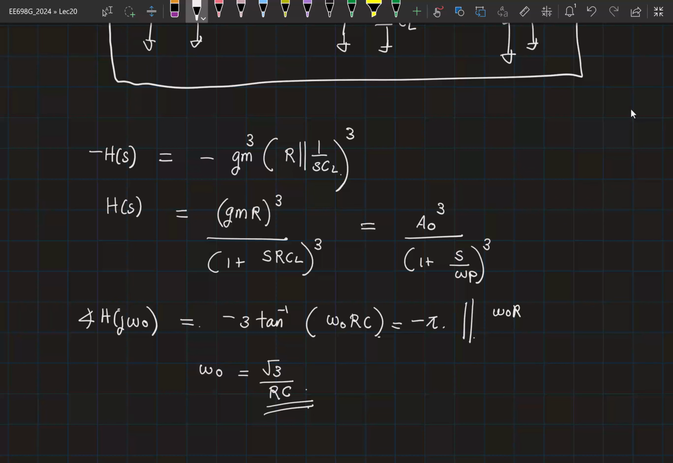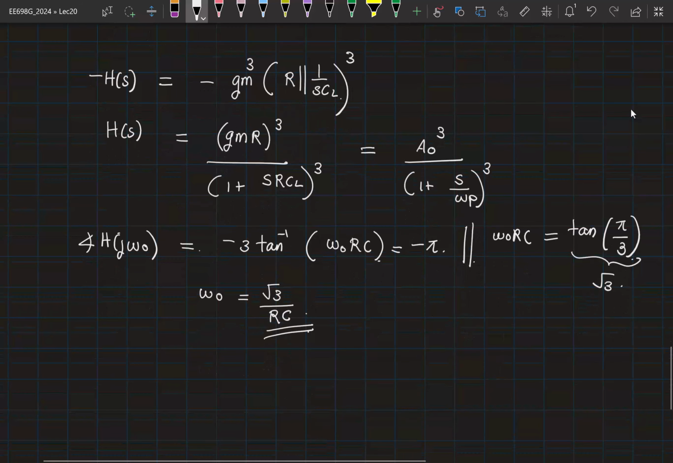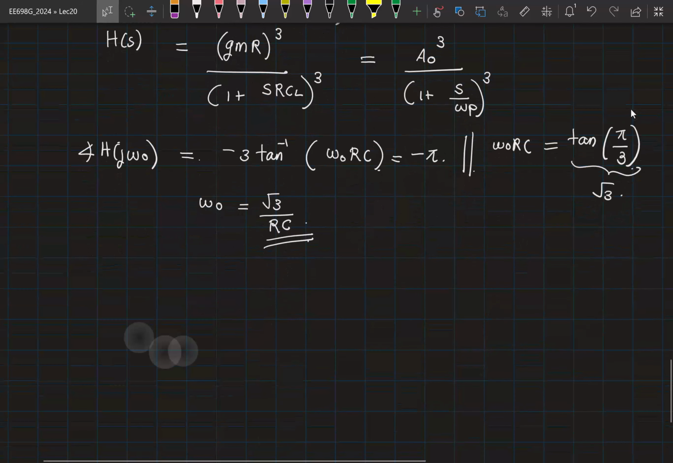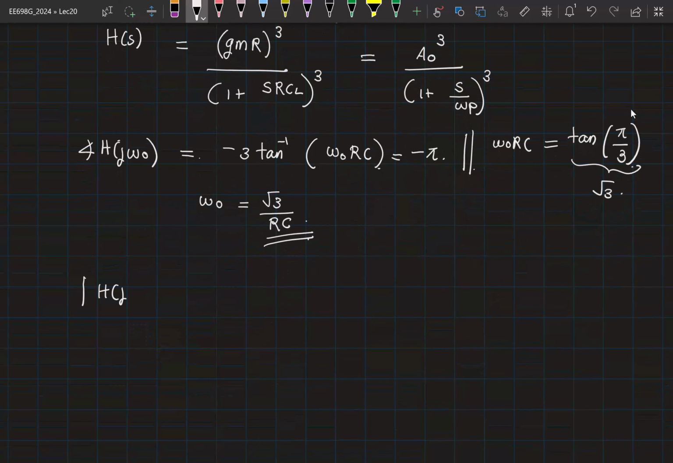Get omega naught RC equal to tan of pi by 3. What is tan of pi by 3? Root 3. Okay. And what is the constraint you got on the magnitude? You need both constraints, right? This should be equal to 1.